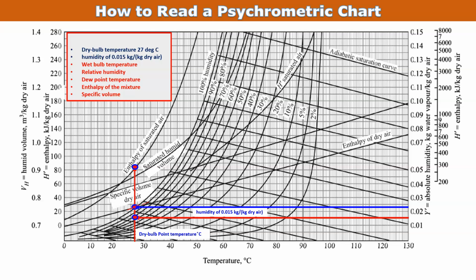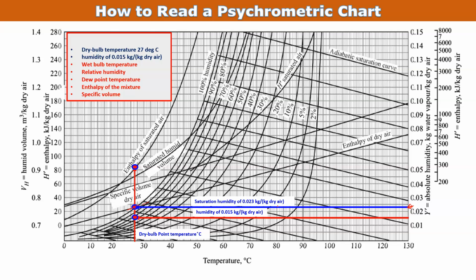Now from one of these 2 points, that will intersect 100% humidity. From here, if we draw a horizontal line, we can easily calculate the 100% saturation humidity, that is, the 100% absolute humidity. So what will be the absolute humidity for 100% saturation? After getting it, we find that the saturation humidity is 0.023 kg per kg dry air.